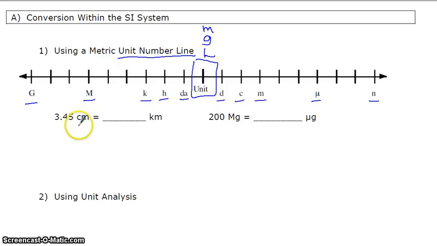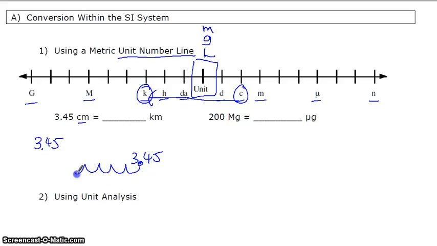So let's say I have 3.45 centimeters. You identify your beginning unit and you want to end at kilometers. So you have moved 1, 2, 3, 4, 5. You have moved 5 decimal places. Okay, so this is what you do. 3.45, you move 5 decimal places. Starting here, 1, 2, 3, 4, 5. It will end up here. So you fill the rest with zeros. So that's my answer, 0.0000345. You have moved 5 decimal places to the left.